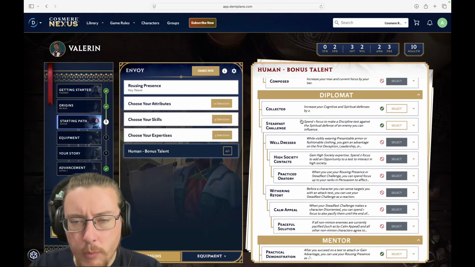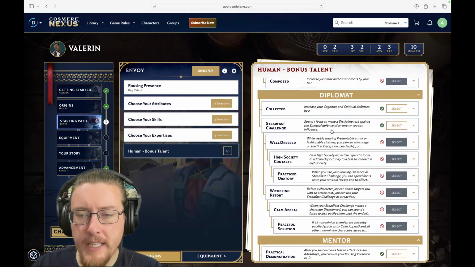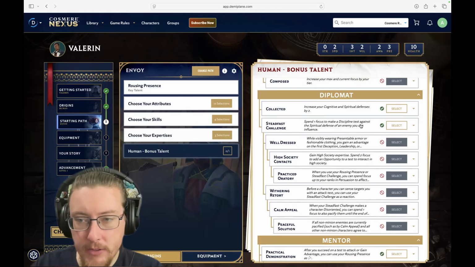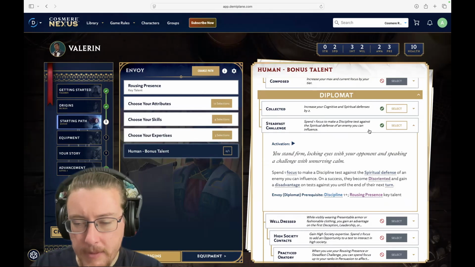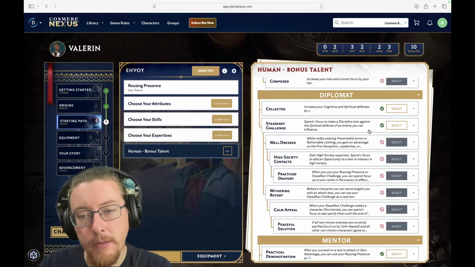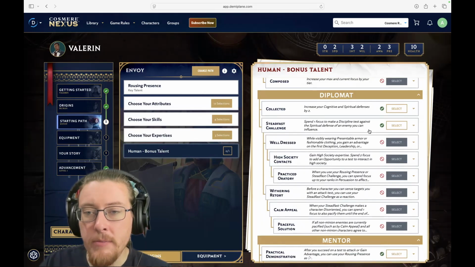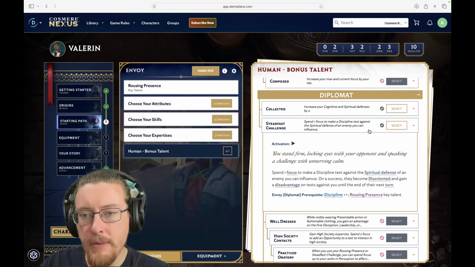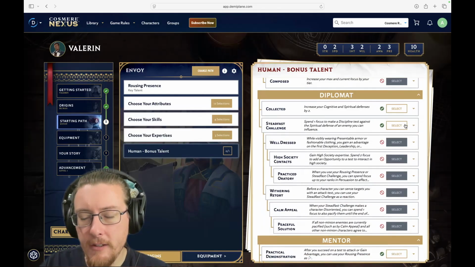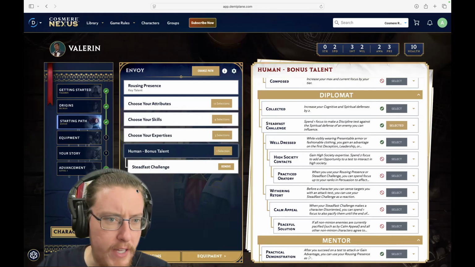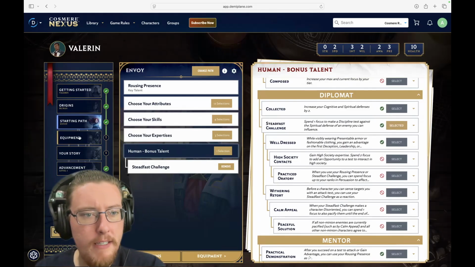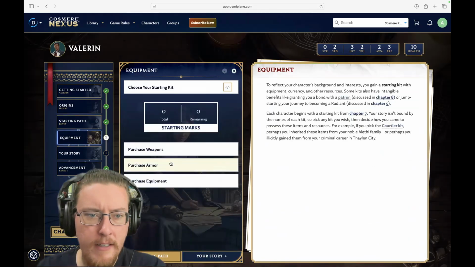Steadfast Challenge. We could take Steadfast Challenge: spend one focus to make a discipline test against the spiritual defense of an enemy you can influence. That's interesting. They become disoriented and gain disadvantage. That could be really useful, and not only in combat, but also in role playing. This is an RPG. It could be useful in role playing. So I think I'm going to select that. And then, okay, the next part of this is choosing your equipment.